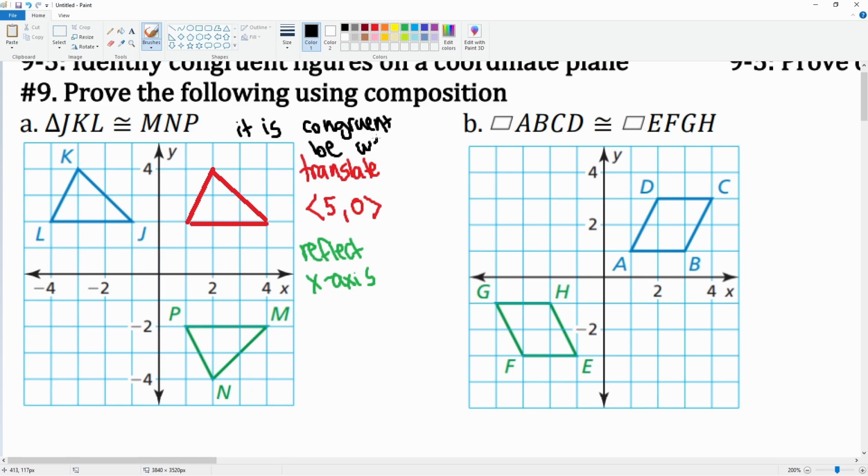So we can say it is congruent because we translated it there, reflected it there, and only used rigid transformations. There you go. So those are the rules, but make sure you write those as that's the proof. It is congruent because we translated, reflected, and only used rigid transformations. Perfect.